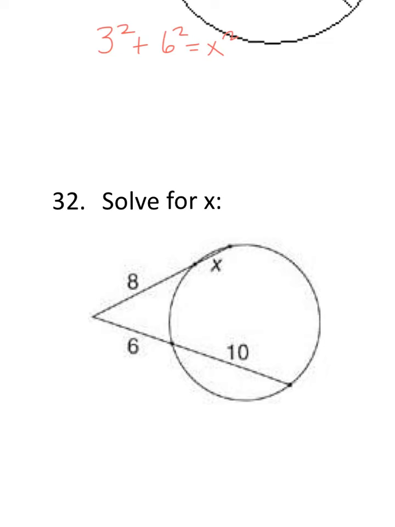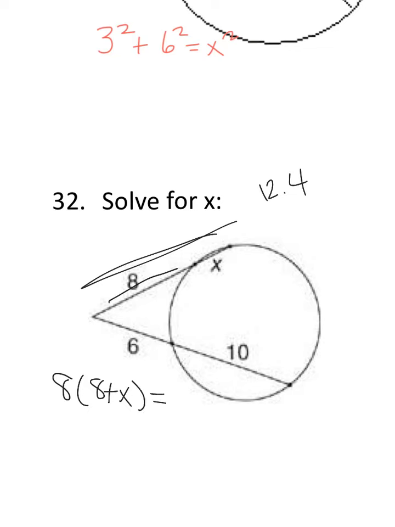To solve for x here, you're going to use a formula for 12.4. So it's the outside one, 8 times 8 plus x equals the outside 6 times 6 plus 10. And then solve for x.